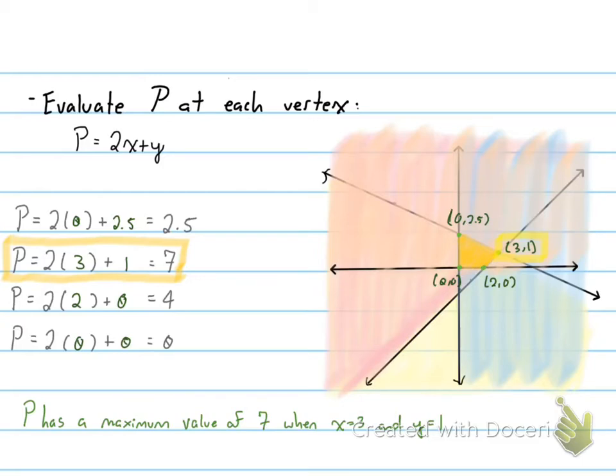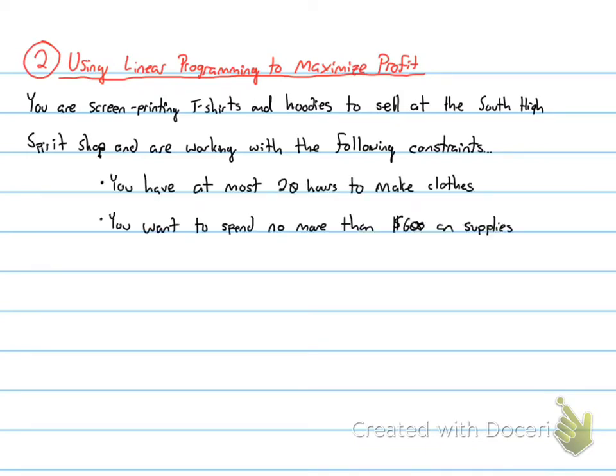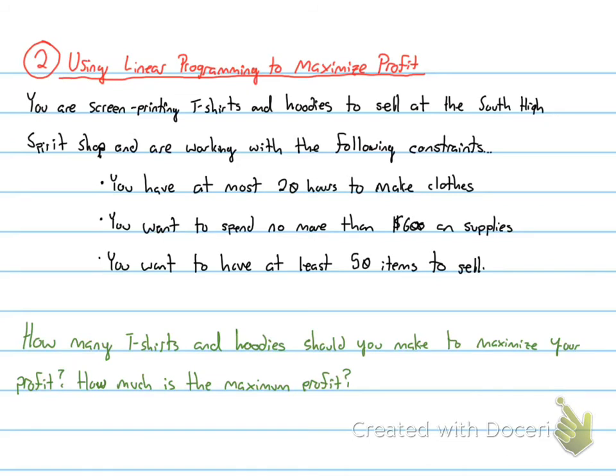So let's take a look at this in a real-world example. Let's say you are screen printing t-shirts and hoodies to sell at the South High Spirit Shop, and you're working with the following constraints. You have at most 20 hours to make clothes. You don't want to spend any more than $600 on supplies, so that's your budget. And you want to sell at least 50 items in your store. So given all of those constraints, how many t-shirts and hoodies should you make to maximize your profit, and what would that maximum profit be?